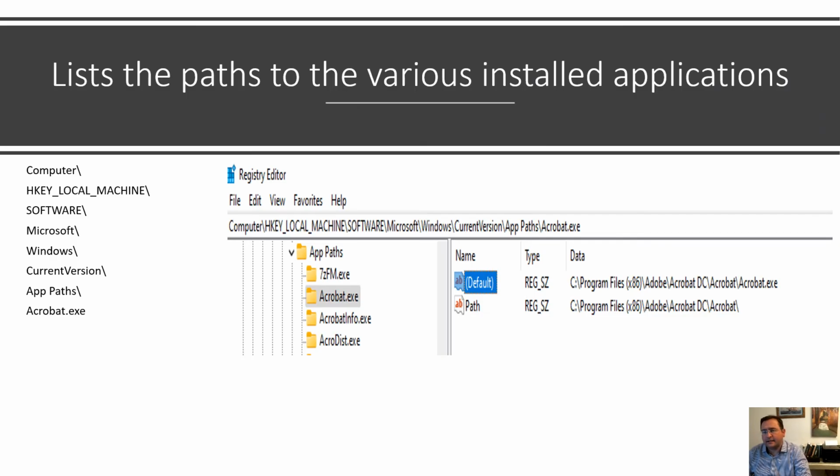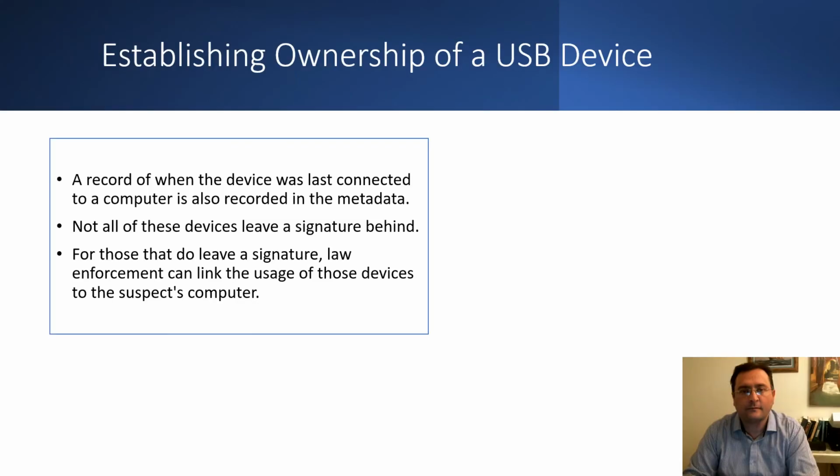By using the registry editor, you can actually list the paths to the various installed applications. So you not only have the application information, but also the paths to the original application installed on your computer.